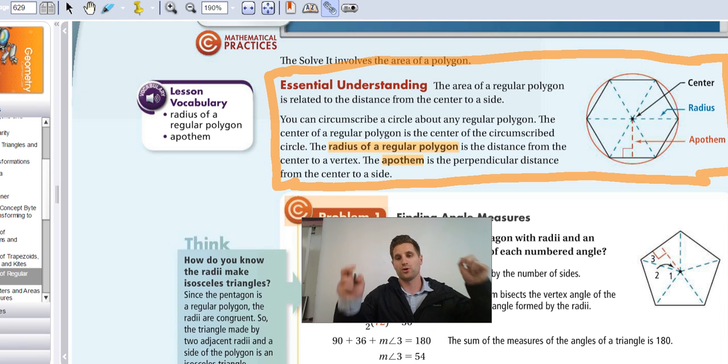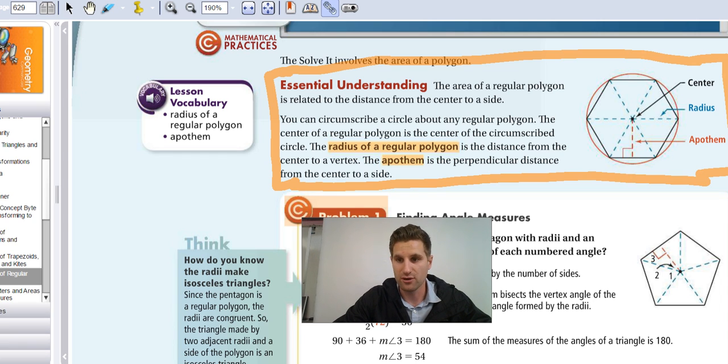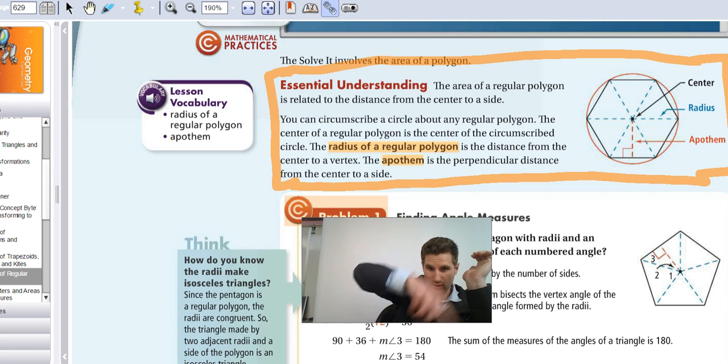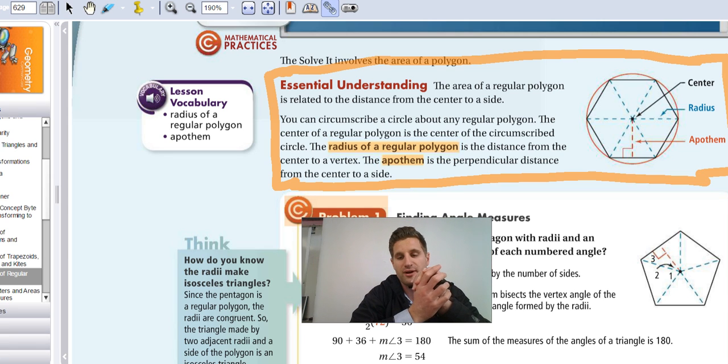And we have this special word called an apothem. An apothem is a perpendicular distance from the center to the side. So it goes from the center perpendicular to a side, and these others are called the radius, or radii if you're talking about plural. You can circumscribe, that means draw a circle around, any regular polygon, and the center of the regular polygon is the center. The radius is the distance from the center to the vertex, and then our apothem. This is huge for us because we're going to be using the apothem in our equation to solve.